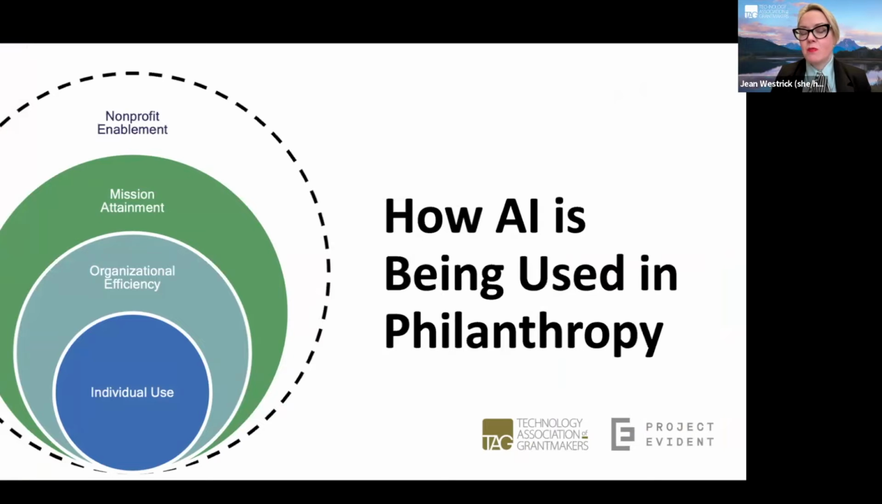We've identified a number of ways AI is being used in philanthropy, and I would argue that this is also being used in the nonprofit sector too, in these ways. So individual use cases are when a staff or various stakeholder at an organization is using publicly available AI tools that may not be provisioned by the organization itself. So using ChatGPT to generate correspondence, for example, is an individual use case.